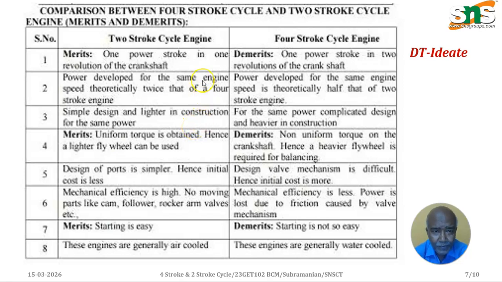As merits, one power stroke is obtained in one revolution, whereas for the 4-stroke, one power stroke is in 2 revolutions only. Power generated for the same engine speed is theoretically twice that of the 4-stroke engine. In the 4-stroke engine, the power generated is theoretically half over 2 revolutions. Also, starting is easy in the 2-stroke, whereas starting is not as easy in the 4-stroke, and the design of the port is simpler. Here the design of the valve mechanism is more difficult. Okay, with this we come to the end of the session on the 2-stroke and 4-stroke engines.